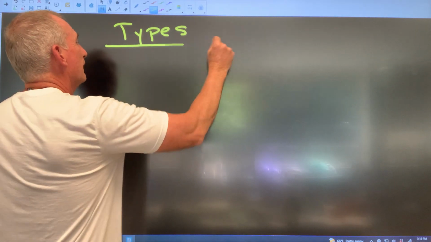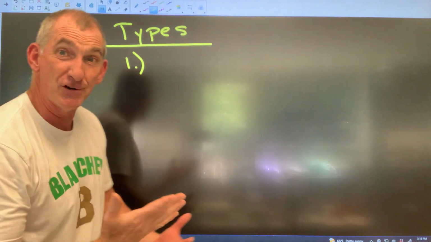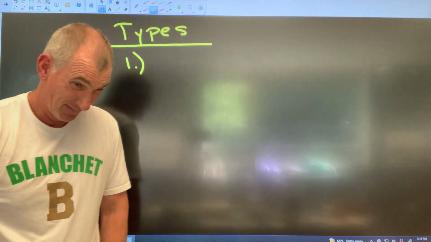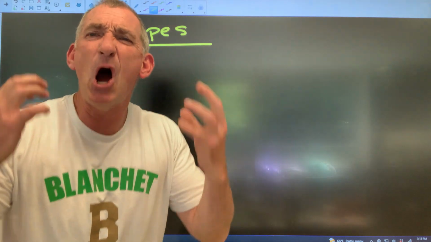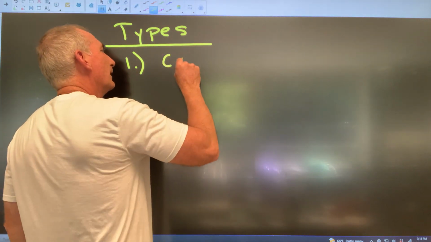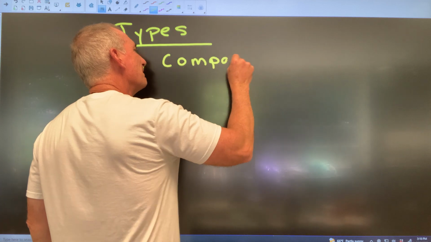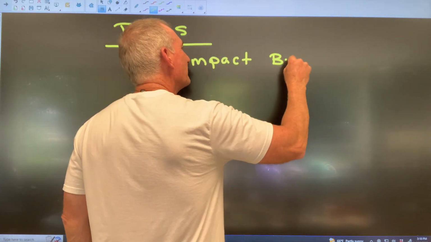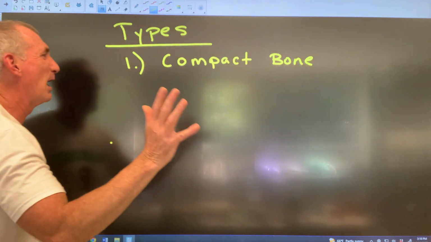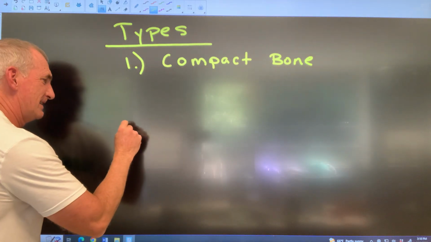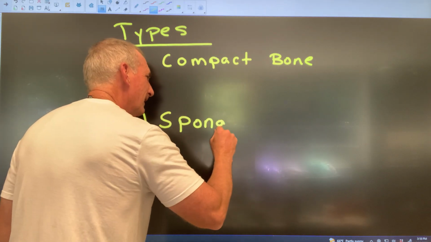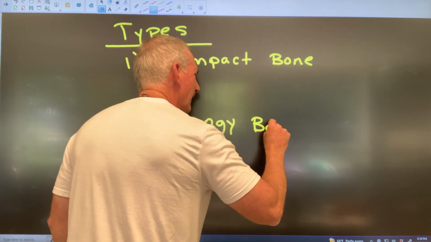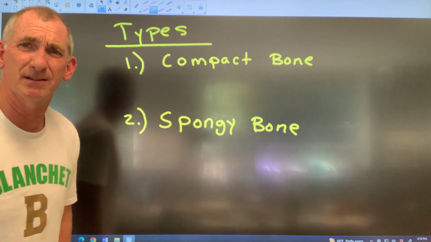Types. Molly, there's lots of different types of bones. Molly, can I start off and give you the first two types? Thanks. There's this one type of bone that's compact bone. I'm going to compare this to the other type of bone that's called spongy bone. Molly, what do you think the difference is?